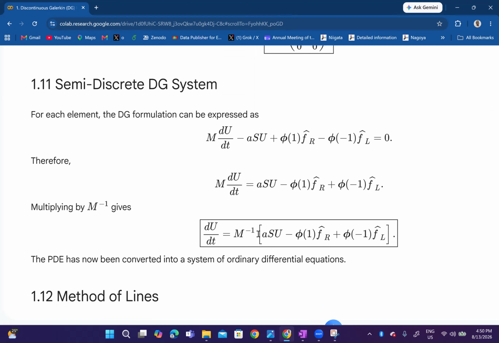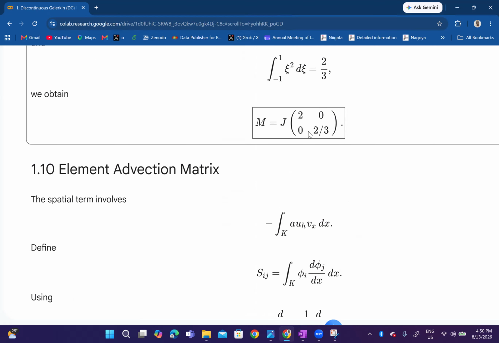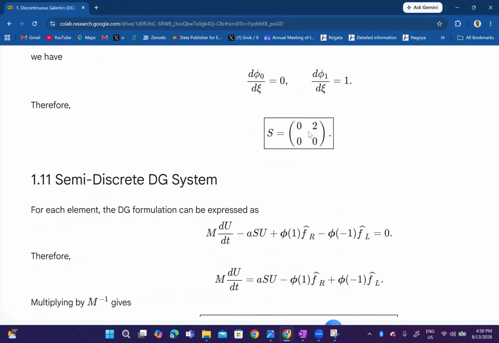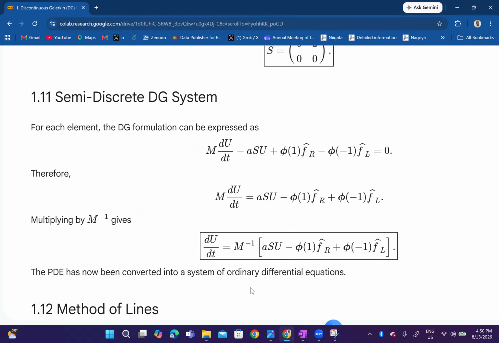We already know M, as we have here. M has been obtained from here. And then this S, we have it here. Then phi of 1 we can evaluate, and phi of minus 1 we can evaluate, depending on what the expression of that phi is. So we have all of this. So the PDE has now been converted into a system of ordinary differential equations.